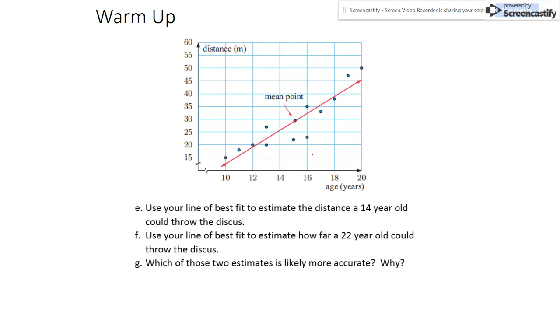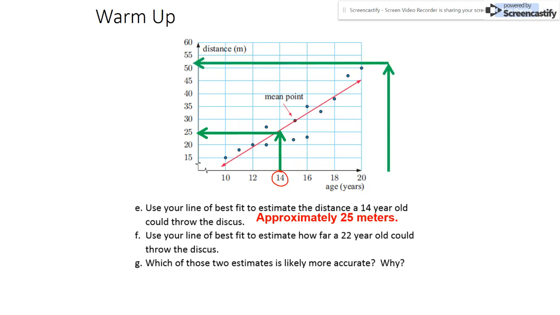So now, using that line, we're going to make a couple estimations. So for a 14-year-old, I would go to 14, travel up, travel over, and I would estimate that to be about 25 meters that they could throw according to our line of best fit. Okay? So notice that 14 was not a data value that I had in this data set. It was using my graph, my line of best fit, to go up and travel over, kind of like cumulative frequency. Same for 22, except notice 22 is off the mark.